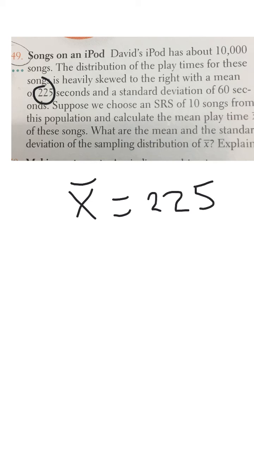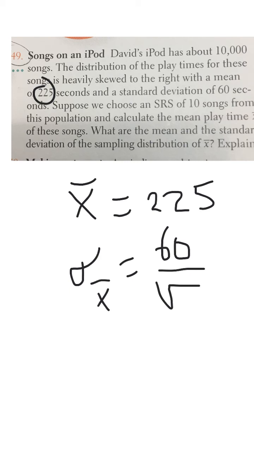Okay, next. The standard deviation is 60 seconds. Well, the way we figure out the standard deviation of our sample average is the old standard deviation, which is 60 seconds, divided by the square root of the sample size, which was 10. I'm not sure what that is, but you can figure that out. That's how you do that problem.